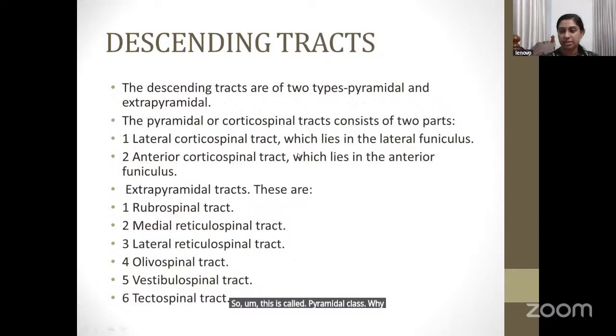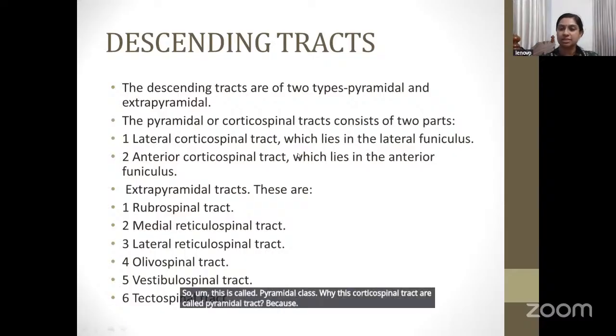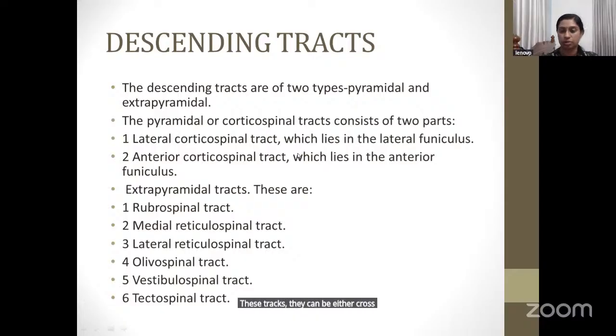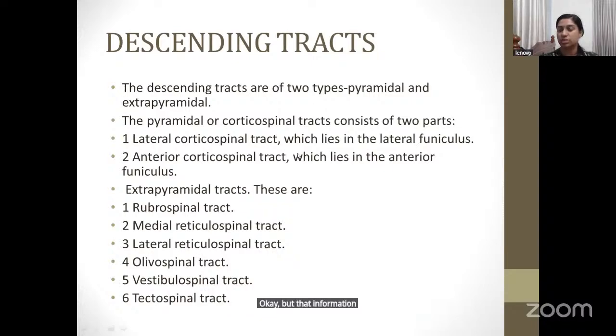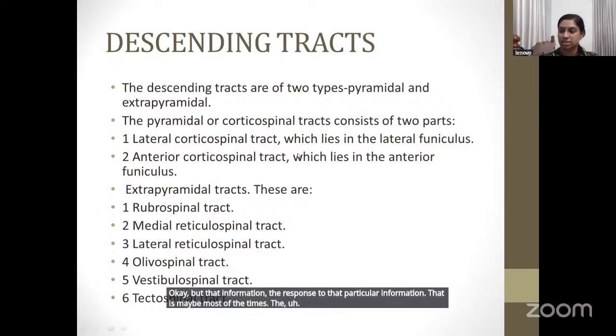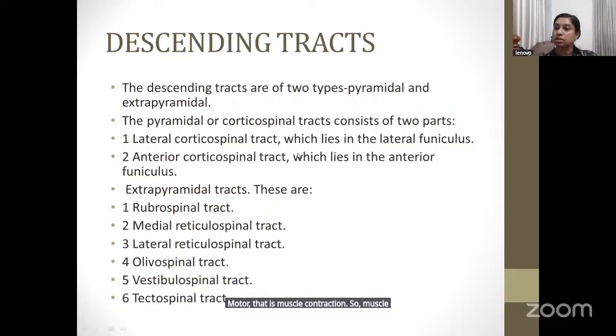Why are these corticospinal tracts called pyramidal tracts? Because these tracts can be either crossed or uncrossed. Crossed means, for example, that from the right side of the brain some information is passed, and the response to that information, most of the time, is muscle contraction, which is motor. That muscle contraction occurs on the opposite side. So the right brain is controlling the opposite, or left, part of the body. That is what we call crossing. One side is controlling the opposite side.